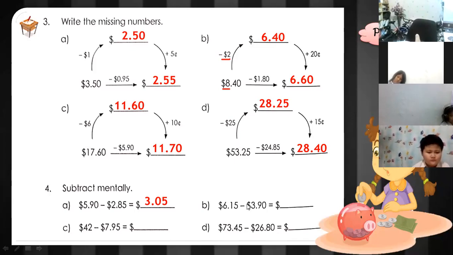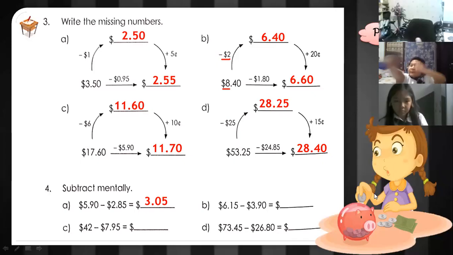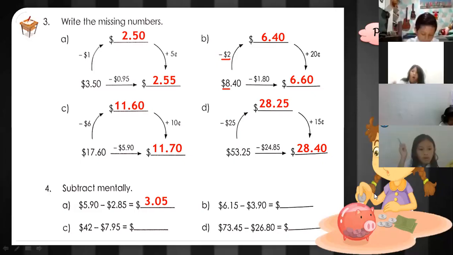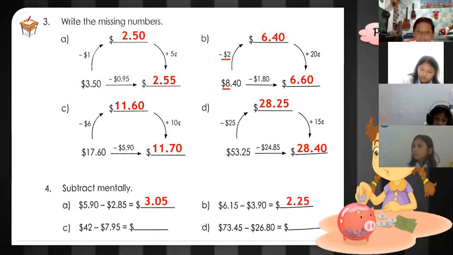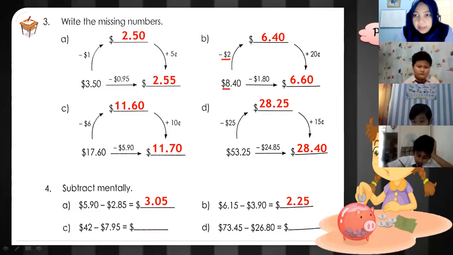$3.05. Good. 4B was Rafael, right? Yes. Okay, 4C, who? Later. Rafael first. $6.15 minus $3.90 equals $2.15. Are you sure? 25 cents. $2.25, right? Yeah. Okay.